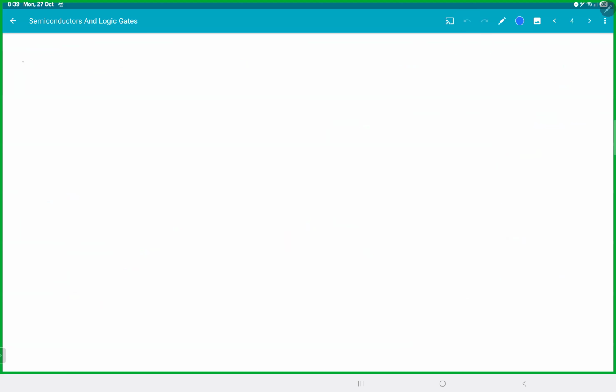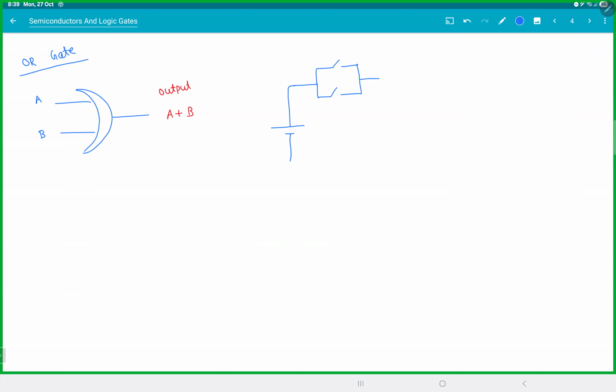The second gate is an OR gate. The symbol looks like this. The output is given by A plus B. So how to imagine this? You can put two switches in parallel. This is A and this is B. So A, B, A plus B is your output.